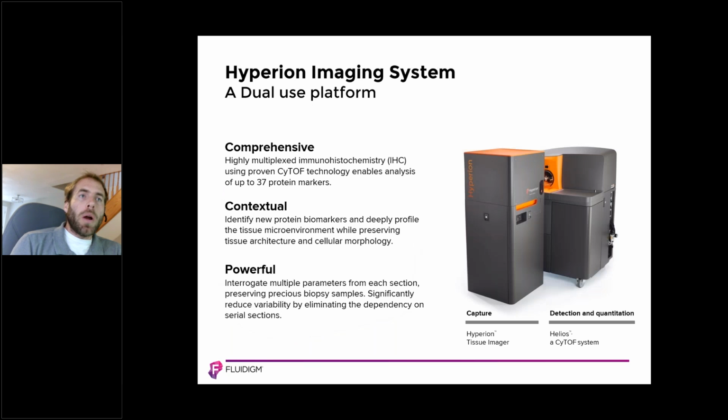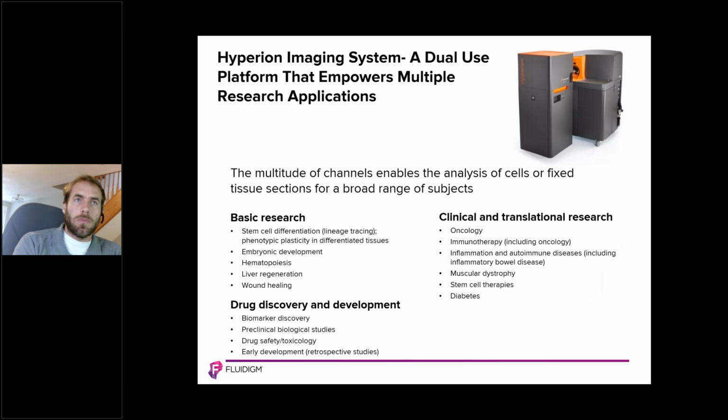All right, so what kind of things are people using the instrument for, and what should you understand about it? One, it's very comprehensive, right? You can do highly multiplexed immunohistochemistry using proven CyTOF technology that enables the analysis of up to 37 protein markers at a time. It's contextual, right? You can identify new protein biomarkers and deeply profile that tissue microenvironment while preserving tissue architecture and cellular morphology. And last but not least, it's powerful, right? You can interrogate multiple parameters from each section. You preserve those precious biopsy samples, and you significantly reduce variability by eliminating the dependency on the serial sections that you would need for traditional applications.